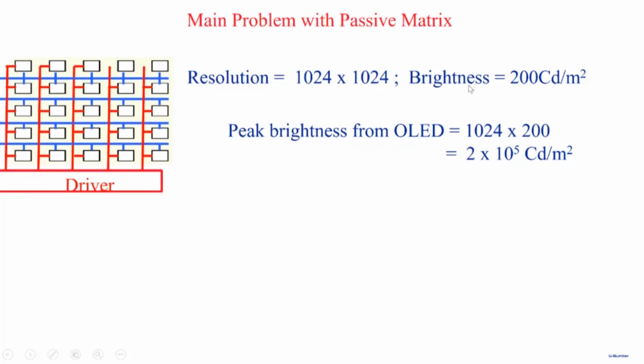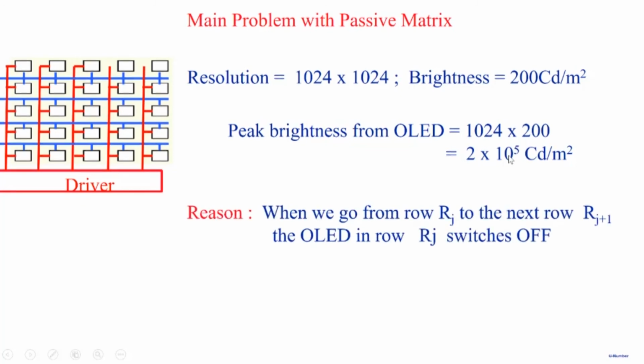As I said again, if the eye requires a brightness of 200 candela per meter square, then the peak brightness from the OLED, if you're making, let's say, 1024 rows into 1024 columns, depending on the number of rows, the peak brightness from the OLED will be 2 into 10 power 5. And why do you require such a high brightness? Because we said the data is displayed row by row. First you select a particular row and you light up an LED. And then when you go to the next row, and the third row, and the fourth row, and the 1,000th row, this LED is off.